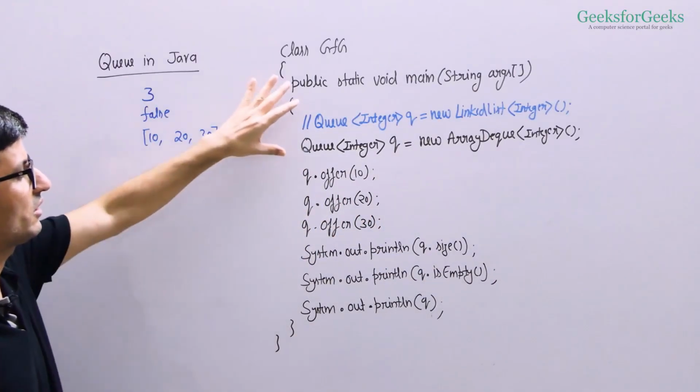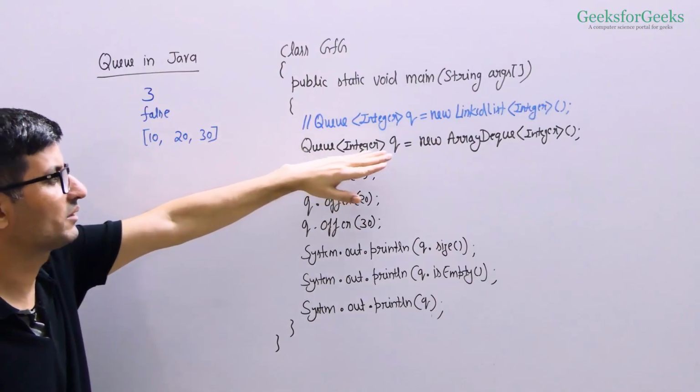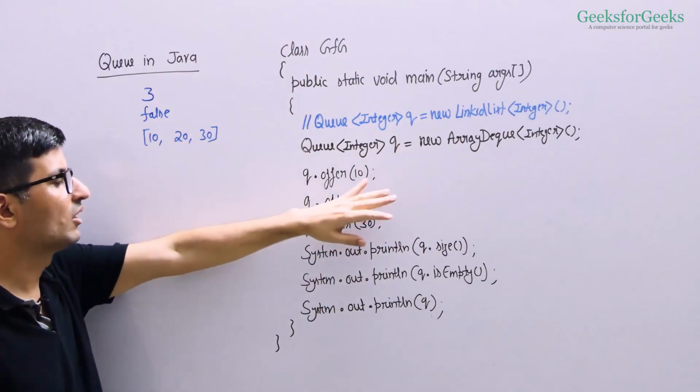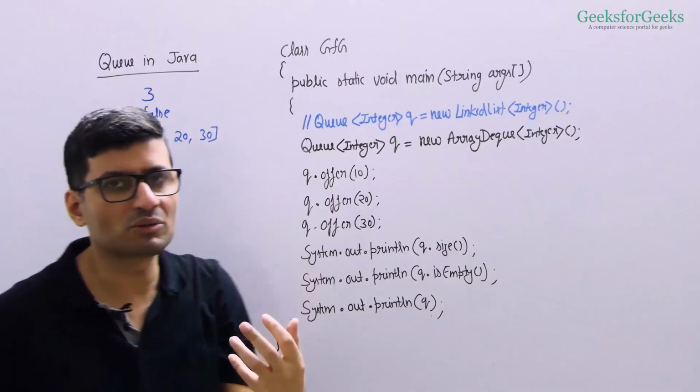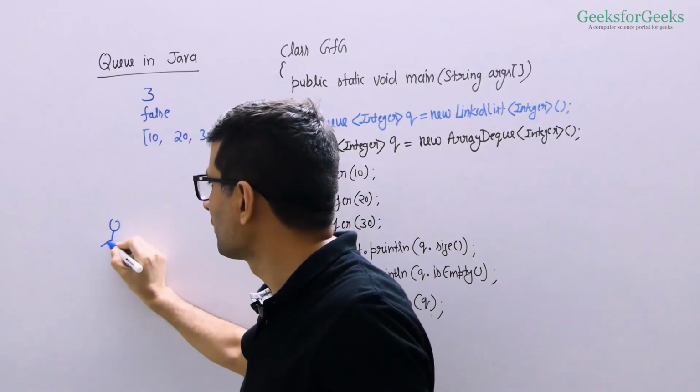Okay, so this is the implementation of queue using two classes. I have implemented it using ArrayDeque. The offer function adds an item to the end of the queue. So when you have a queue of items, a queue of people, right?